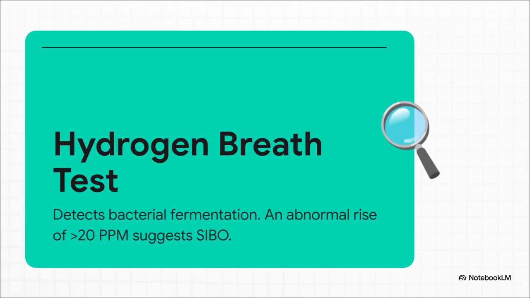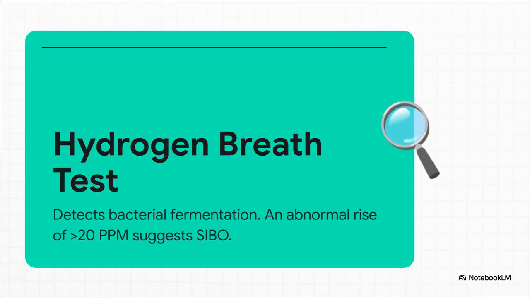Another key tool is the hydrogen breath test. This is pretty much our go-to for diagnosing small intestinal bacterial overgrowth, or SIBO. The principle behind it is actually super simple. Humans, we don't produce hydrogen gas, but bacteria, they sure do.